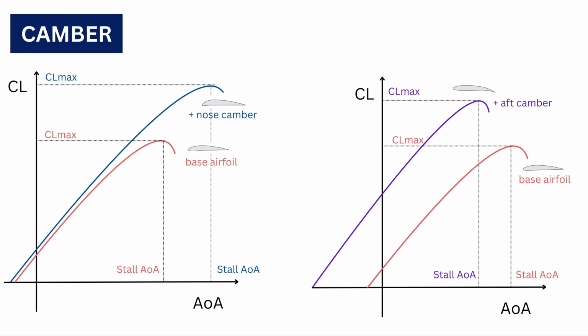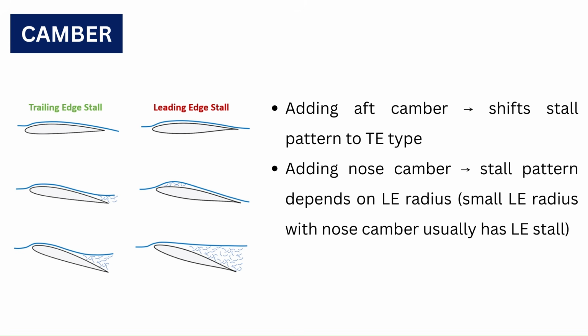If camber is added uniformly over the chord of the airfoil, the effect will be a combination of the two effects just discussed. Lift at a constant AOA will increase and stall AOA will also increase. In case of stall behavior, adding more camber usually shifts the stall type from leading edge to trailing edge type. This is particularly true of aft cambered airfoils, as the flow is more likely to separate near the aft portion where it is being turned a lot.